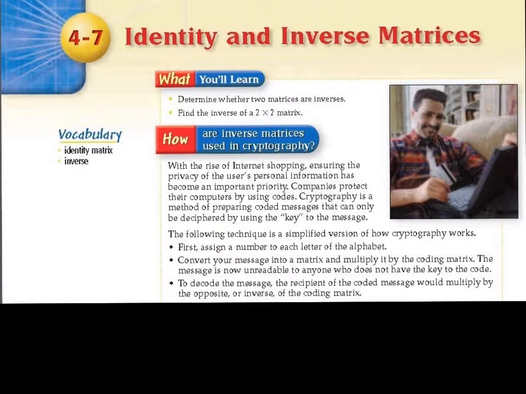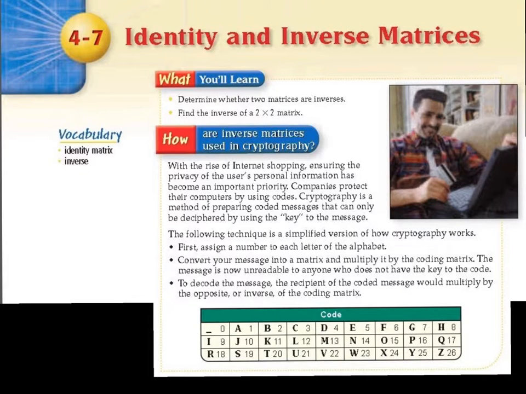The following technique is a simplified version of how cryptography works. First, assign a number to each letter of the alphabet. Convert your message into a matrix and multiply it by the coding matrix. The message is now unreadable to anyone who does not have the key to the code. To decode the message, the recipient of the coded message would multiply by the opposite, or inverse, of the coding matrix. Now, they said this was a simplified version. I'm sure actual computer programmers have much more challenging techniques to apply.